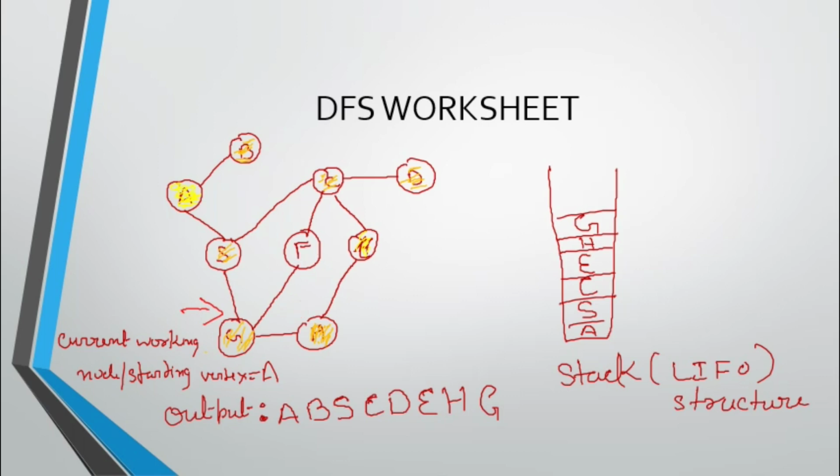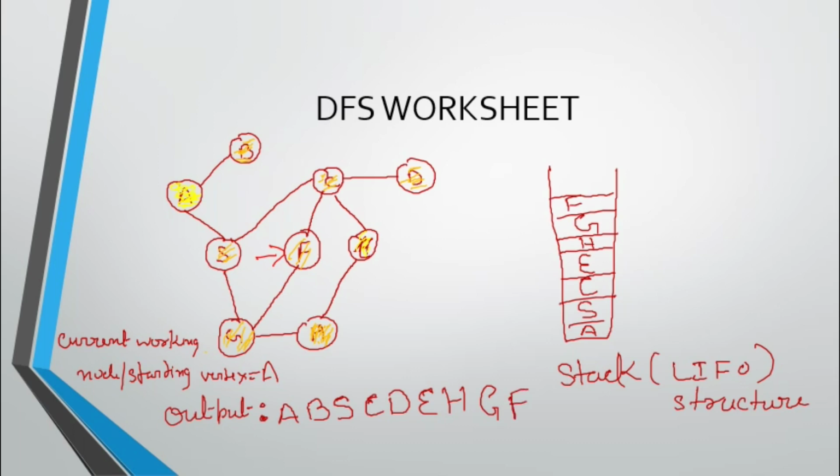From G again I have only one option, that is I can go to F, because all others are visited. When I say I have only one option, that means other nodes are visited. So from G I am visiting the F node. I change the pointer to F and I make F visited, and I push F into the stack and after that I write it into the output sequence.